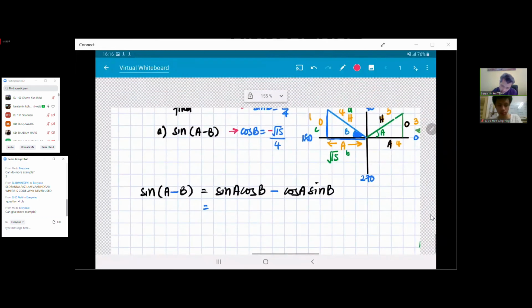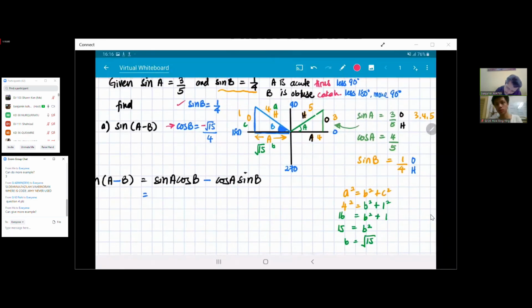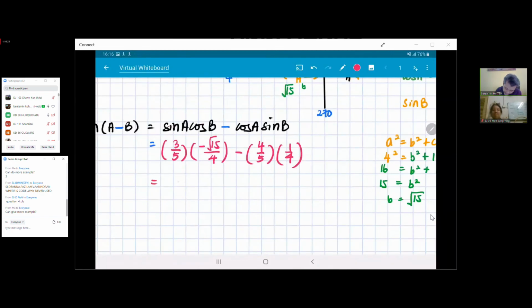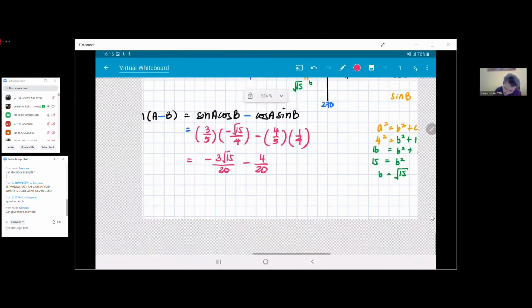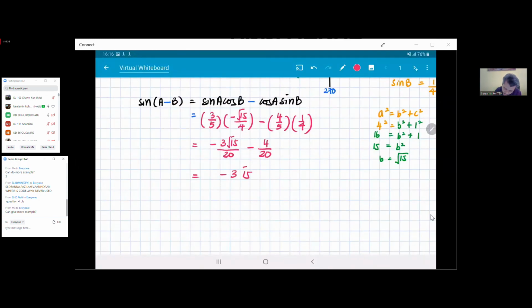Okay, so can you see now here? What do we have here? Sin A is 3/5. Cos B is negative square root 15/4, minus cos A. Where's cos A? Cos A is 4/5, and then sin B is 1/4. Okay, 1/4. So because you are doing it without calculator, I will get negative 3 square root 15 over 20 minus, this is 4 over 20. You combine, become one fraction, you get negative 3 square root 15 minus 4 over 20.